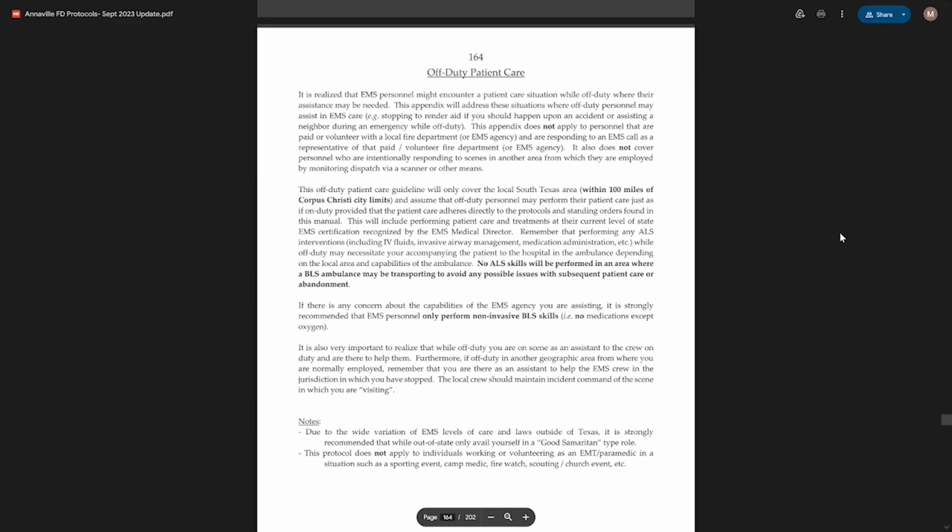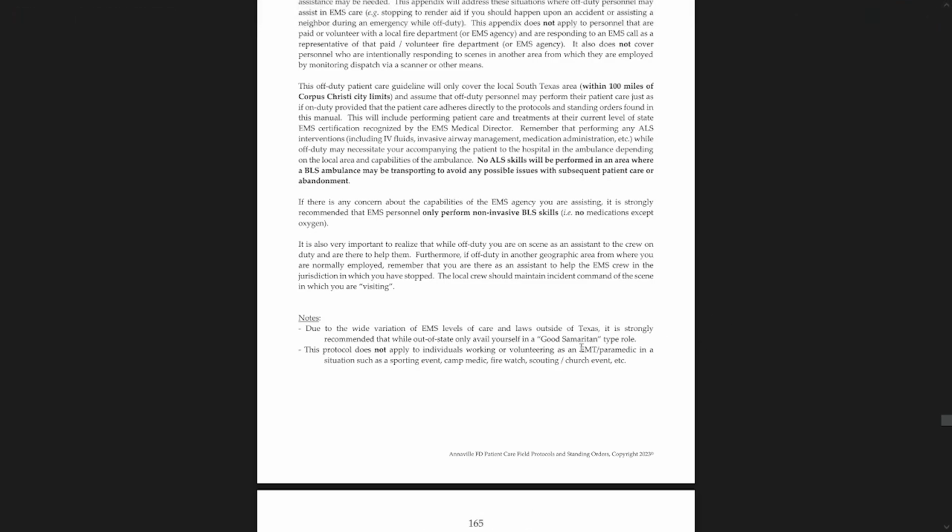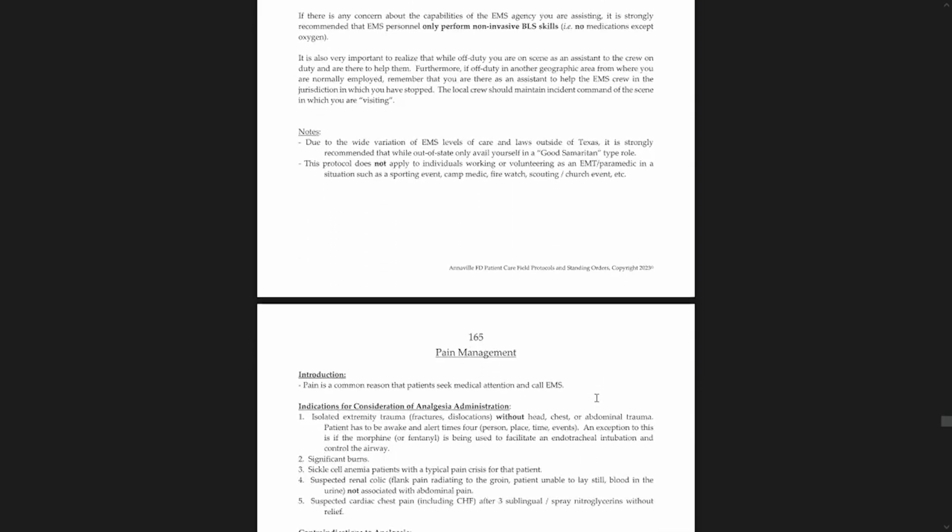Note, due to the wide variation of EMS levels of care and laws outside of Texas, it is strongly recommended that while out of state, you only avail yourself in a Good Samaritan type role. This protocol does not apply to individuals working or volunteering as an EMT or paramedic in a situation such as a sporting event, a camp medic, a fire watch, scouting, church event, etc.